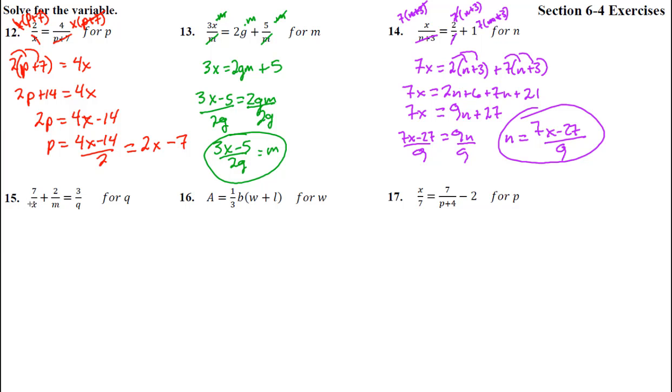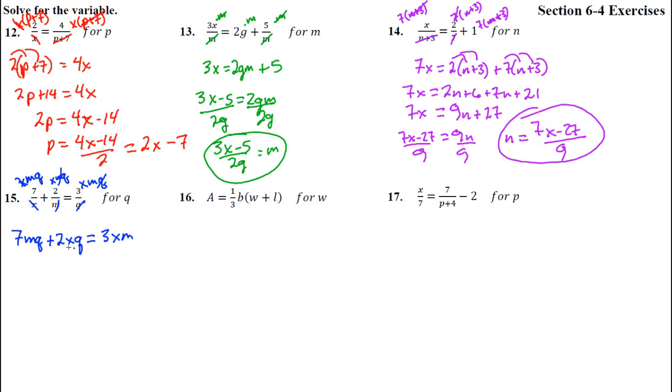Number 15. Let me see. What's the common denominator here? We have an x, an m, and a q. We're trying to get q by itself, so we're going to times everything by x, m, and q. Oh, that's a q there. X, m, q, x, m, q. Let's see what cancels. The x cancels here, so we're left with 7mq. The m cancels there, so we're left with plus 2xq, and equals, the q cancels, and so we got 3xm.